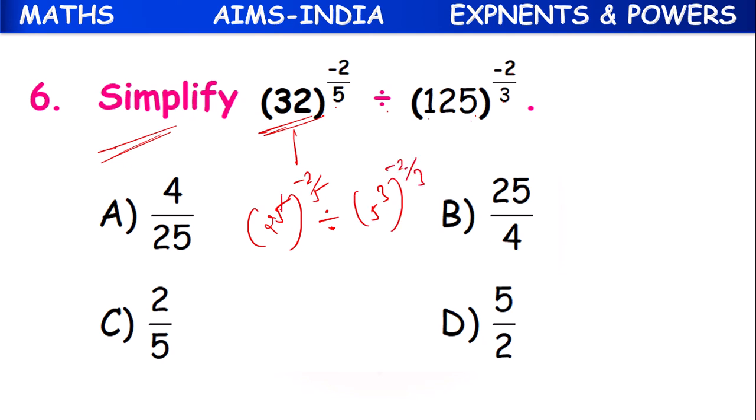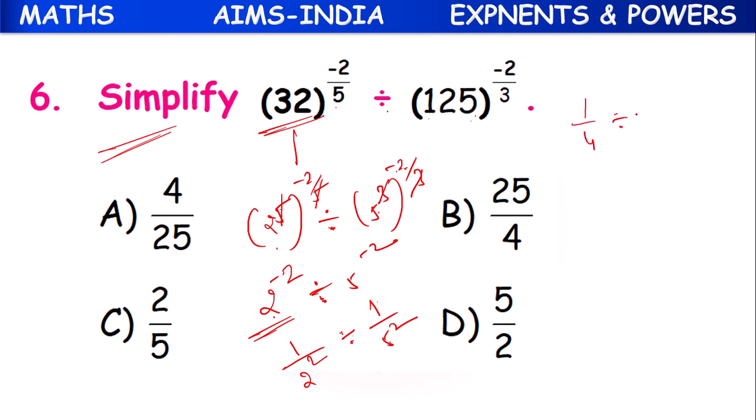If you multiply, this 5 gets cancelled. So 2^-2 divided by 5^-2 gets cancelled, we can write it like this. Again, 2^-2, a negative exponent is there. We can write it as 1/2^2 divided by 1/5^2. Means 1/4 divided by 1/25.